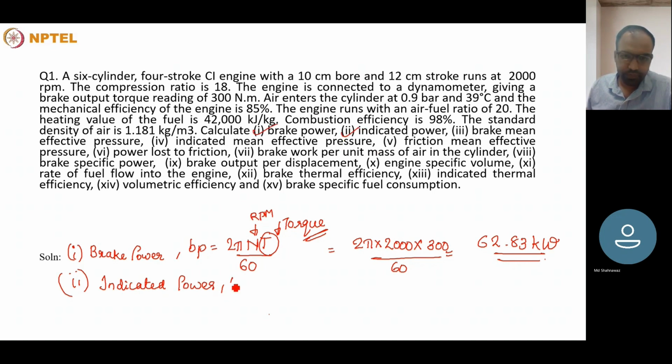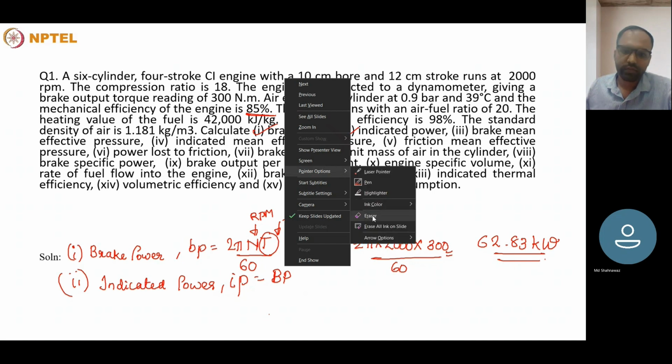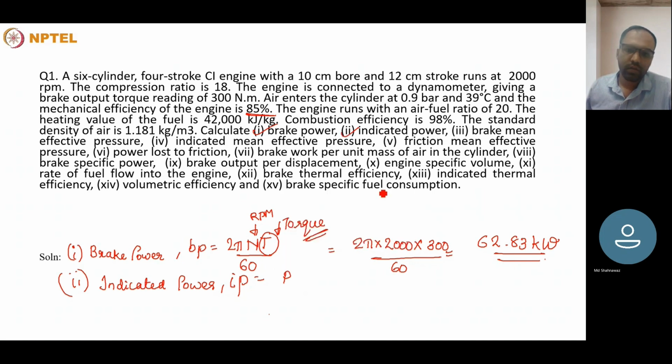Second, we need to calculate the indicated power. Indicated power can be related to the brake power by using the mechanical efficiency of the engine. Mechanical efficiency is the brake power divided by the indicated power. So indicated power is equal to the brake power divided by mechanical efficiency. So 62.83 divided by the mechanical efficiency of 0.85, the value will be 73.92 kilowatt.